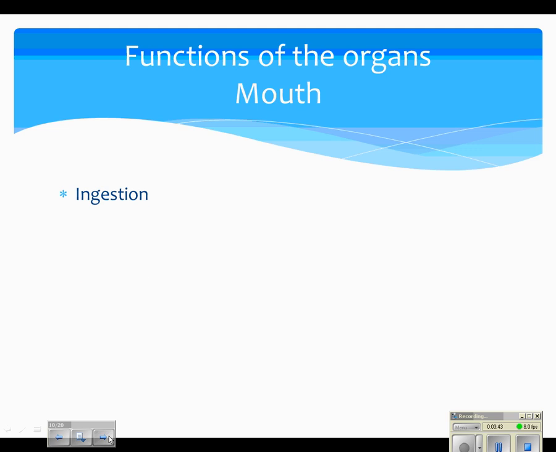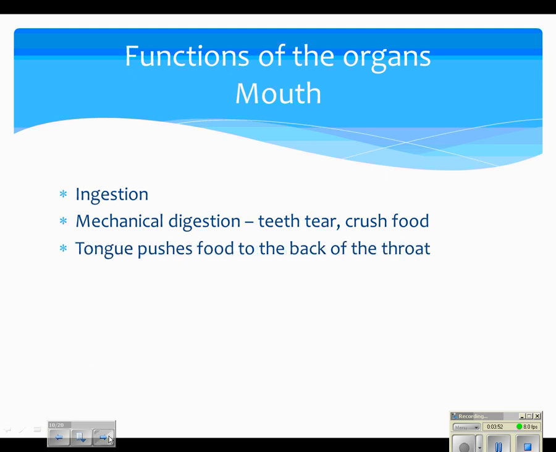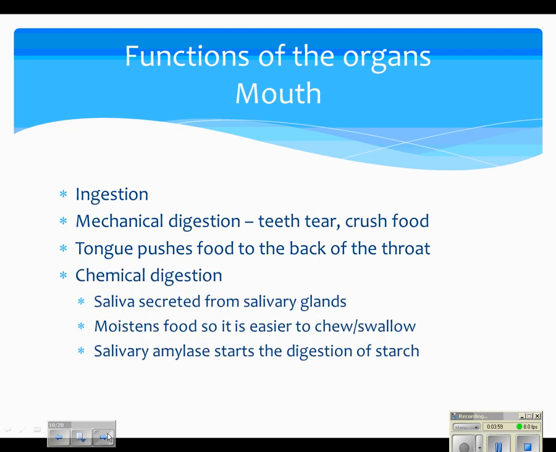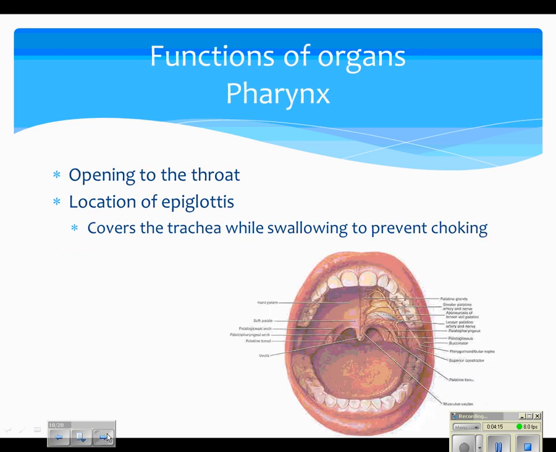So the mouth functions in ingestion, taking food in, and we have mechanical digestion where the teeth tear and crush the food. The tongue is going to push the food to the back of the throat, and it forms what's called a bolus, which is a ball of food. We also have chemical digestion taking place because saliva is secreted from salivary glands, and the saliva moistens the food so it makes it easier to chew and swallow. In that saliva, there's an enzyme called salivary amylase, which starts the digestion of starch.